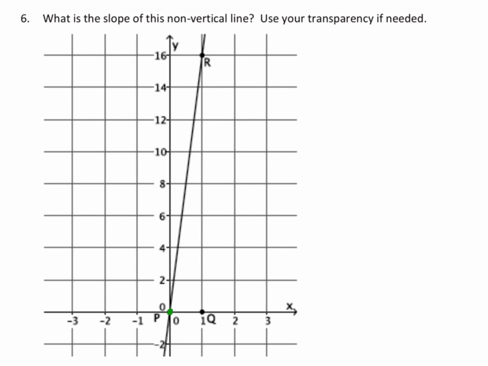Starting at the left point, I have to go up by 2, 4, 6, 8, 10, 12, 14, 16. Vertical goes on top. And then I go over, which is a change of 1. So my slope is 16, because 16 divided by 1 is 16.